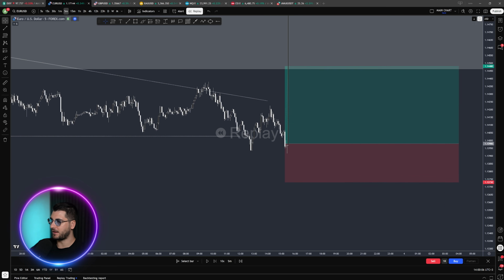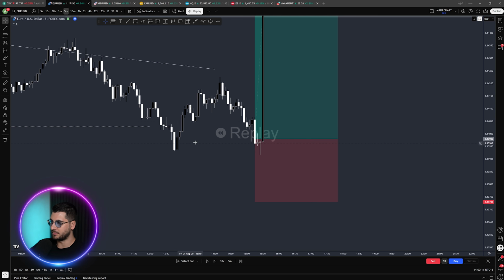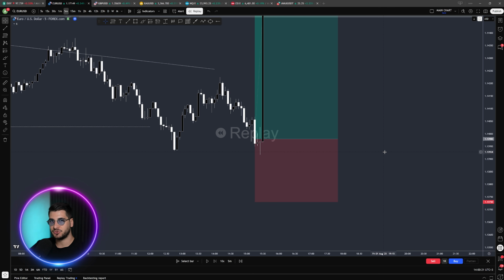Going even lower on the 5-minute, you guys can see after this 5-minute bearish close right at the lows, I executed the trade, and as you guys can see on the screen, I also send a trade alert that I entered this buy position. I'm always being transparent with my trading, and that's why I send whatever trades I take on my main portfolio in my Discord channel.